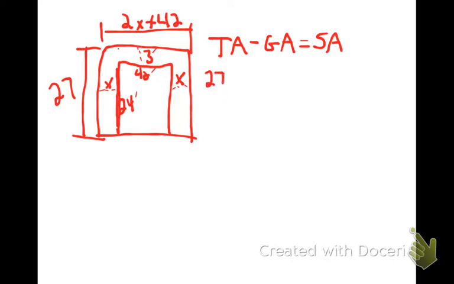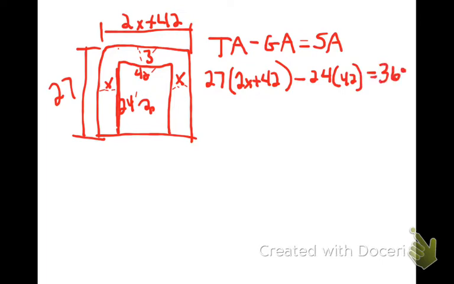So my area is going to be 27 times the quantity, 2x plus 42, minus the garden area, which is going to be 24 times 42. And that would be this area in here. That's going to be equal to what I got in the last slide, the 369. So that does represent the sidewalk area, and we know we have this much to spend, or this much square footage we can get. So I'm going to distribute. I'm going to get 54x plus 1,134 minus 1,008 equals 369.